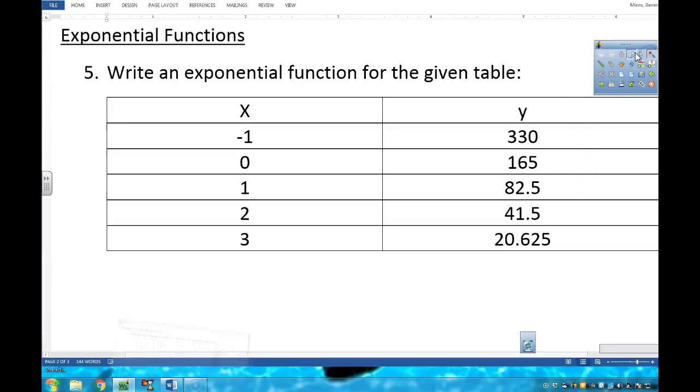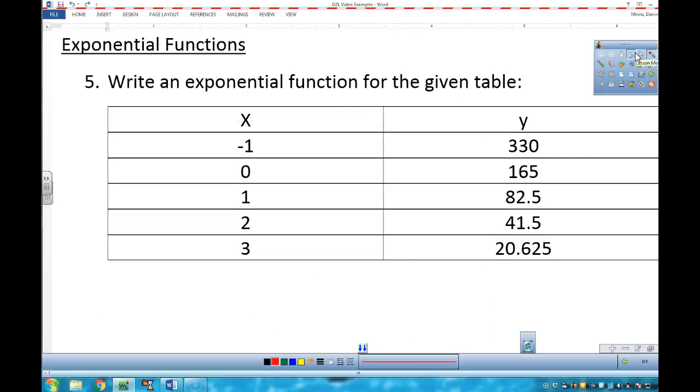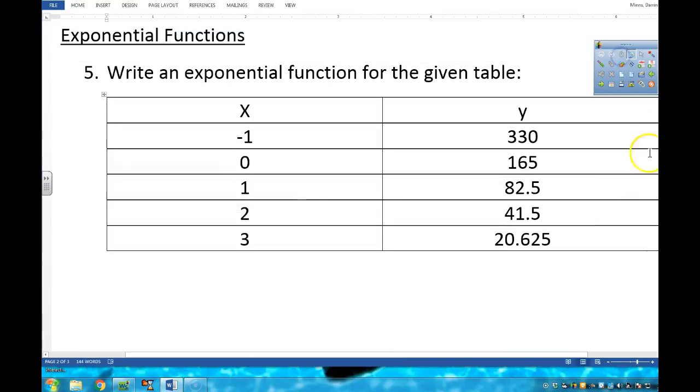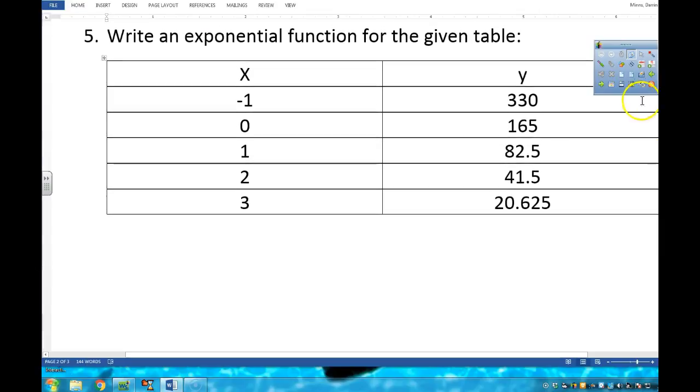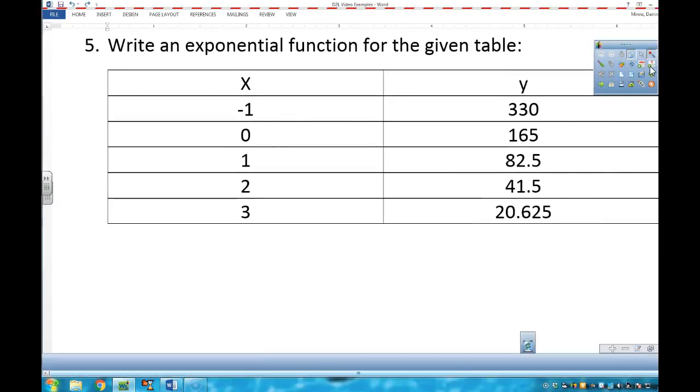Let me remind you what an exponential function looks like. Let me pull this screen down a little bit so I have room to write. An exponential function looks like y equals a times b to the x power. That's an exponential function. And the pieces parts: a is the y-intercept, where the line touches the y-axis.